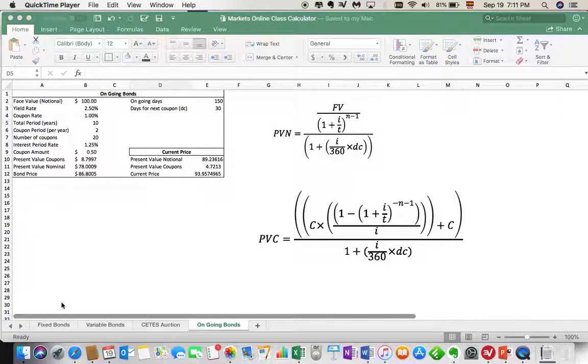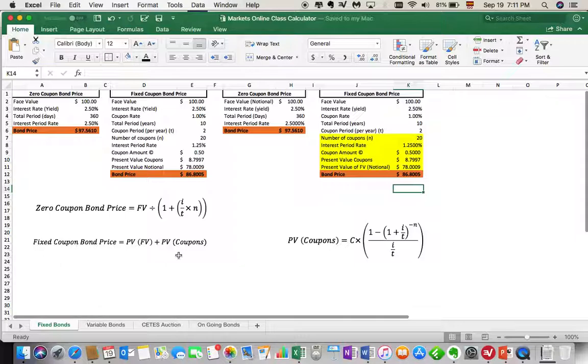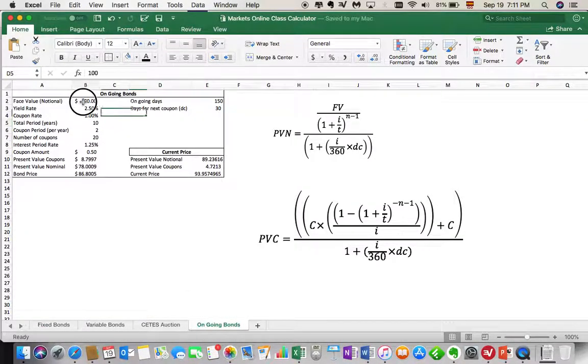If you remember the first part of the calculator, where we did the fixed bonds, we used a bond that had a price of 86.8005. I'm going to use the same bond in here. So this part is the same information we used for that bond. We had a $100 face value, yield rate of 2.5, coupon rate of 1. It was a 10-year bond and its coupon period is every semester. This is why I put number 2 here, okay?